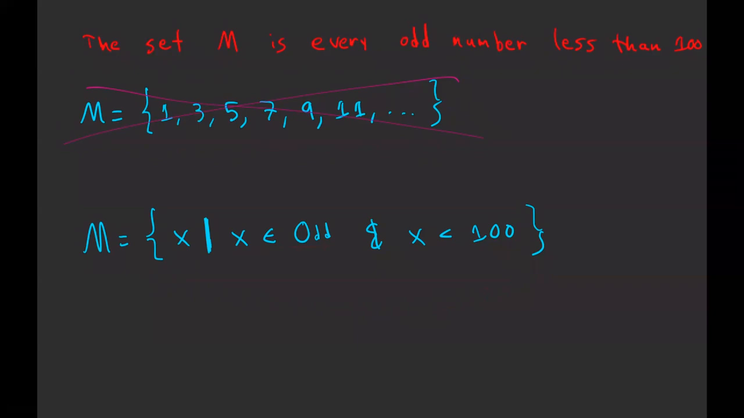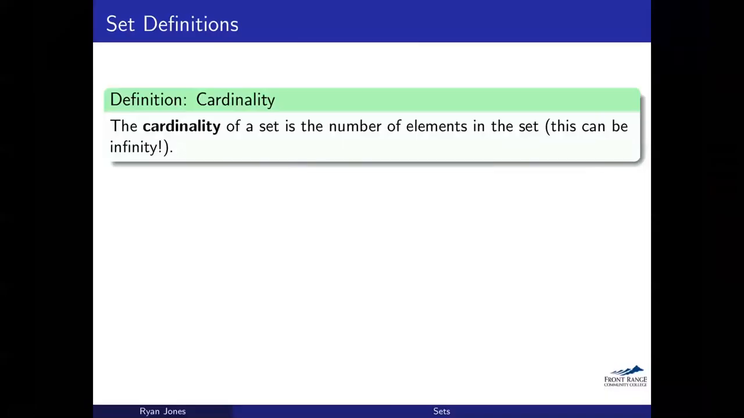That gives me 1, 3, 5, 7, 9, 11, 13, all the way up to 95, 97, 99. And then we would stop, because any more and we go greater than 100. And we don't want that. So here's an example of how I can use this notation to talk about very large sets a little bit easier. Let's go ahead and look at a definition.